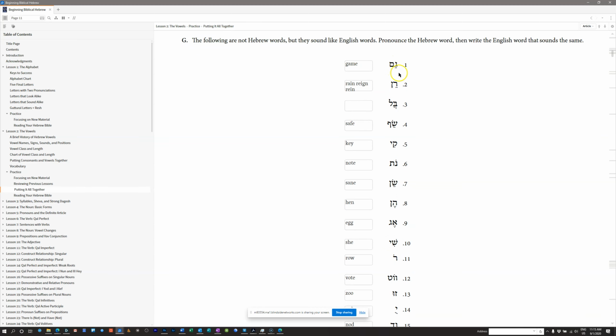So number 1, you've got a gimel, that's going to be G. You've got a sere, that's going to be A. You've got a mem, that's going to be M. Put them all together, game is what you get. All right, so all the way through here, rain.